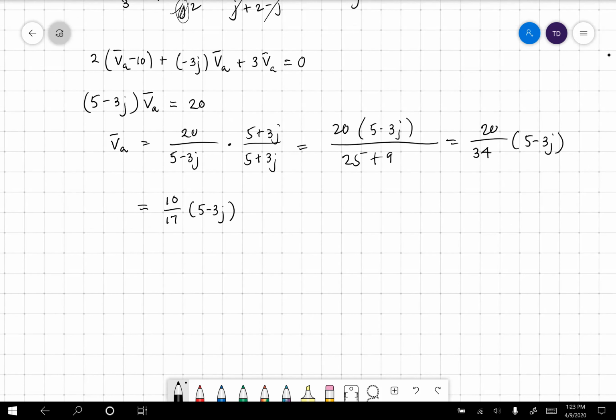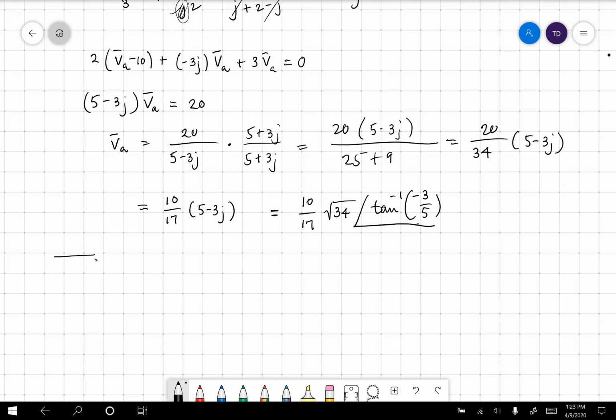Little VA. Is it in a good form? No. What form do I want? Rectangular form? Or, I'm sorry, polar form? Correct, polar form. It's 10/17 times what we've already done, the 5 squared and the 3 squared, and we know that was 34. So it's the square root of 34 at an angle tan inverse of -3 over 5.